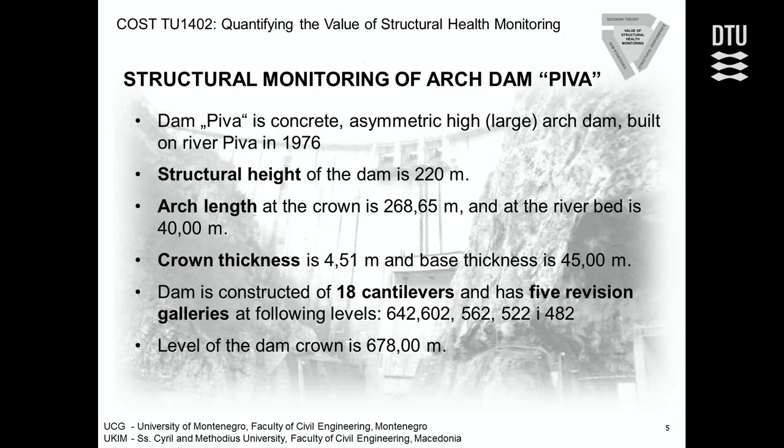This structure in the past was treated as one of the highest dams in the world, but now it's not so, because at 220 meters, now we have much higher concrete arch dams. The arch length at the crown was 268 meters. At the river bend, it was only 40 meters. The crown thickness was 4.5 meters. At the base, it was 45. It was constructed with 18 cantilevers and has 5 revision galleries. And the level of the dam measured from sea level was and still is 678 meters.